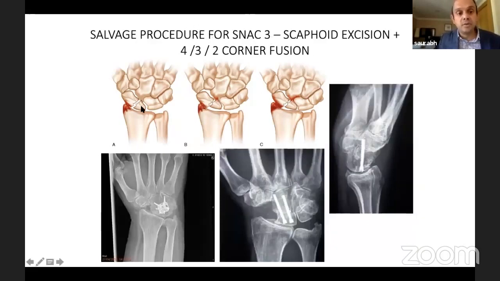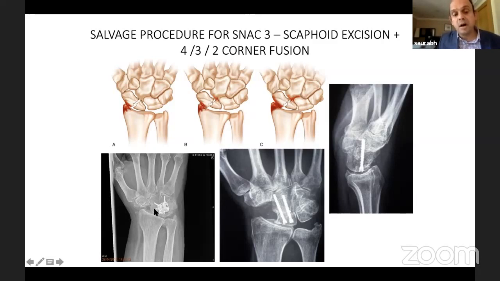SNAC 3. So SNAC 1, SNAC 2, 3 will now be capitolunate. As I said, you stage your SNACs and SLACs with arthroscope. Once you've confirmed it's a SNAC 3, then like your SLAC 3, you excise the scaphoid and do a four corner fusion. Can you do a PRC? The answer is no, because this surface of capitate is arthritic. The capitate will come and articulate with the lunate fossa of the radius, an arthritic surface, and the patient will have pain. So scaphoid excision, four corner fusion.